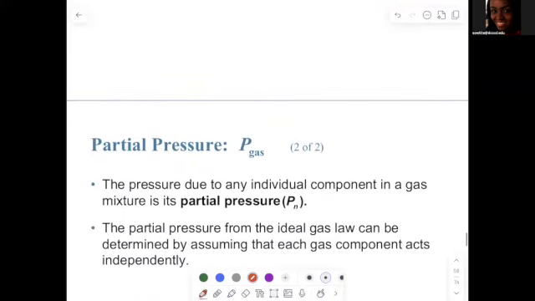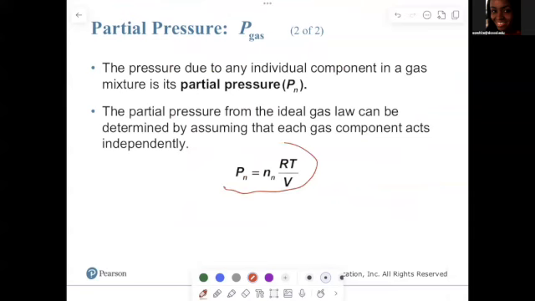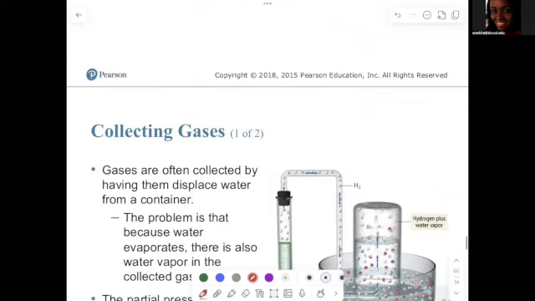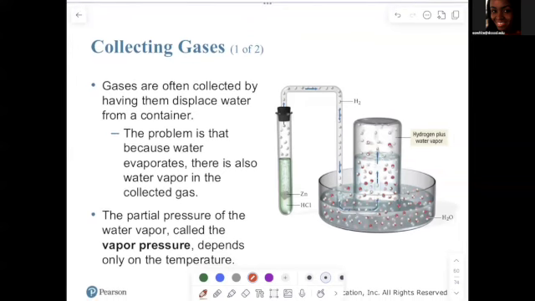I kind of shortened the slide, and I kind of mentioned this part already, so I'm not going to go over it again. How does this play out in the lab? For those of you taking this class on campus, you're going to be generating hydrogen gas in your last experiment. You'll be doing something similar to this, not exactly like this, where you'll be collecting the hydrogen gas over water.